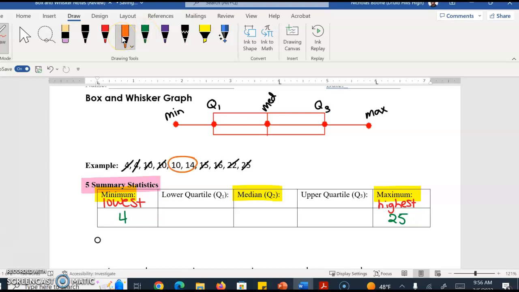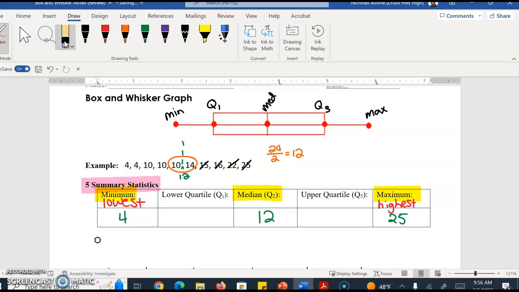Remember, to find the median of 2 numbers, we take them, add them together. So if we do 10 plus 14, that is 24. And then we do 24 divided by 2, which gives us 12. So the median of this set of data is 12. So that means smack dab in the middle right here, 12 is our median. Okay?